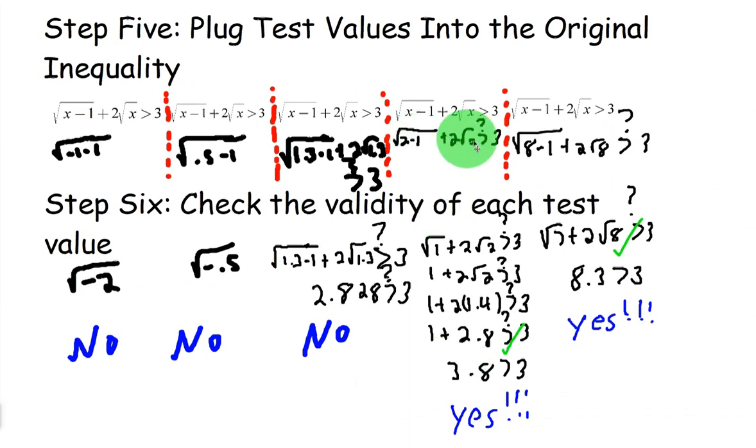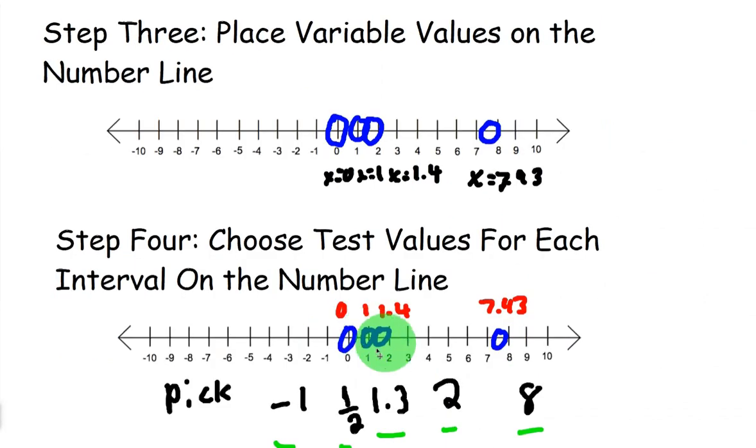Next test value is 2. Plug that in. We know the square root of 2 is about 1.4, so it's going to be the square root of 1, which is 1, plus 2 times 1.4. 1 plus 2.8 is 3.8, which is bigger than 3. So guess what? This part of the number line between 1.4 and 7.93, I plugged in 2. I will be shading that.